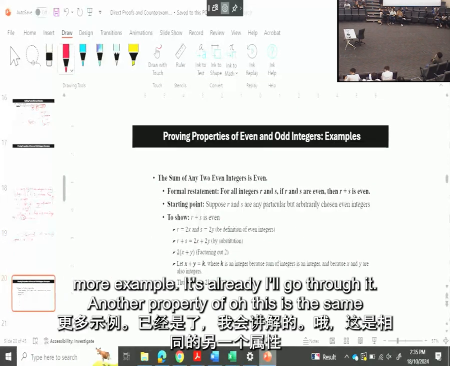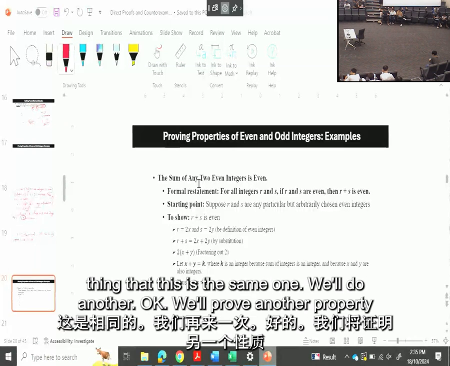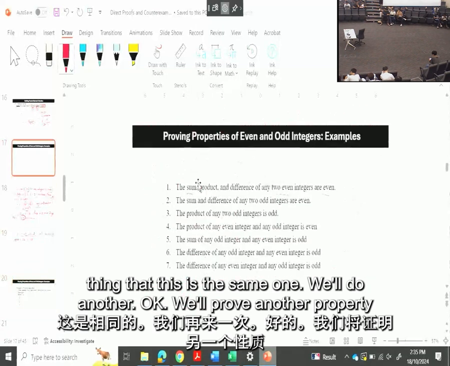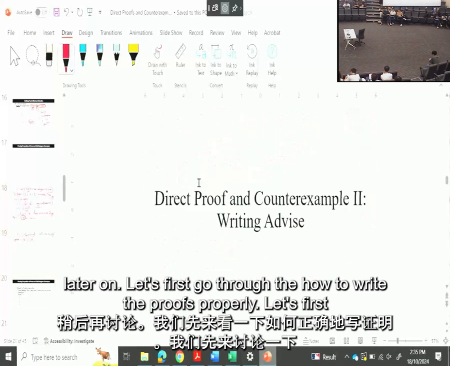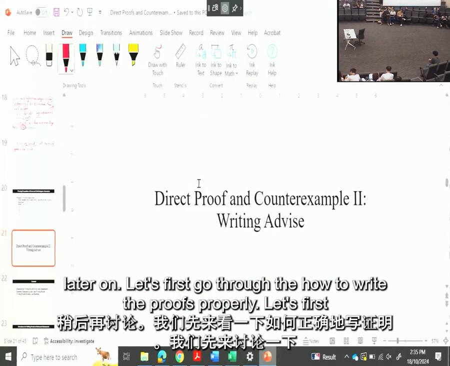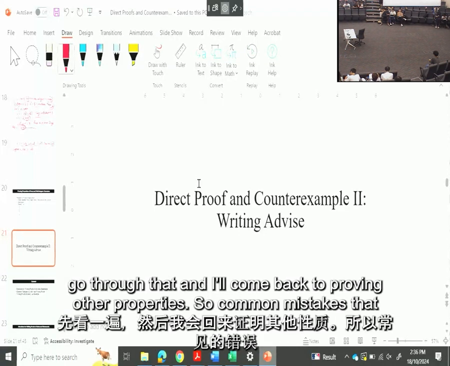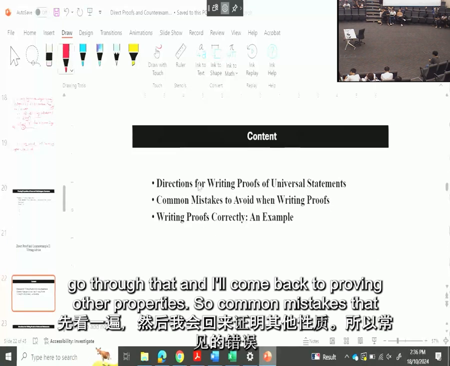Okay, here we have one more example. I'll go through it. Oh, this is the same thing, this is the same one. We will prove another property later on. Let's first go through how to write the proofs properly. Let's first go through that, then I'll come back to proving other properties.